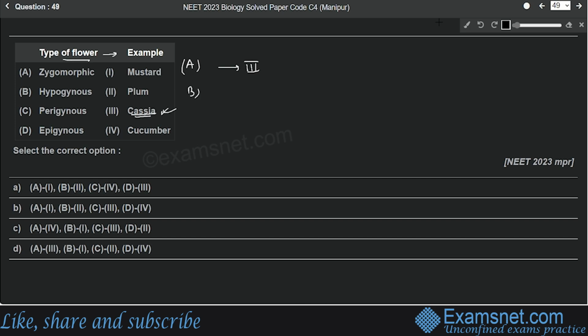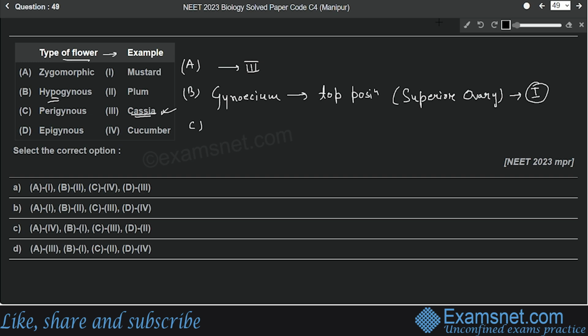Then second one is hypogynous. Hypogynous means the gynoecium occupies the highest position. Okay, the gynoecium is present at the top position. Okay, and the other floral parts are located below the gynoecium. In this case the ovary is said to be superior. Okay, so superior ovary. And what will be the example of hypogynous flower? Mustard is a good example. So the correct match for B will be number 1, mustard.